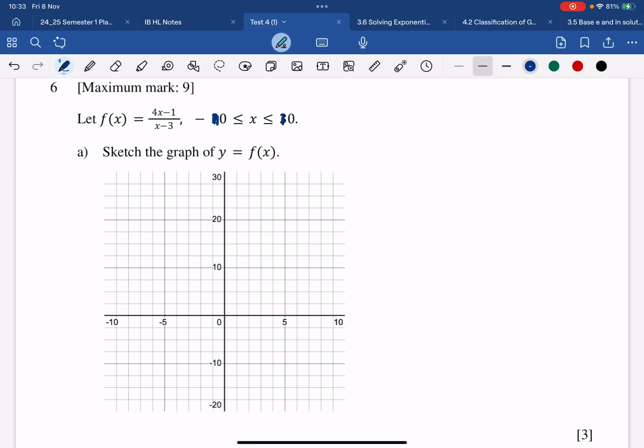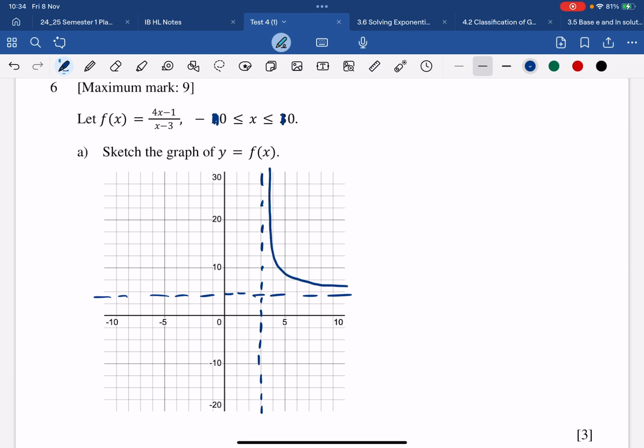So when I sketch, I can see straight away that I've got x equals 3 is going to be an asymptote here. And also, as I make x a large number, y equals 4 is the other asymptote. So somewhere like this. And you can just go to your calculator and you can then sketch exactly what you need.